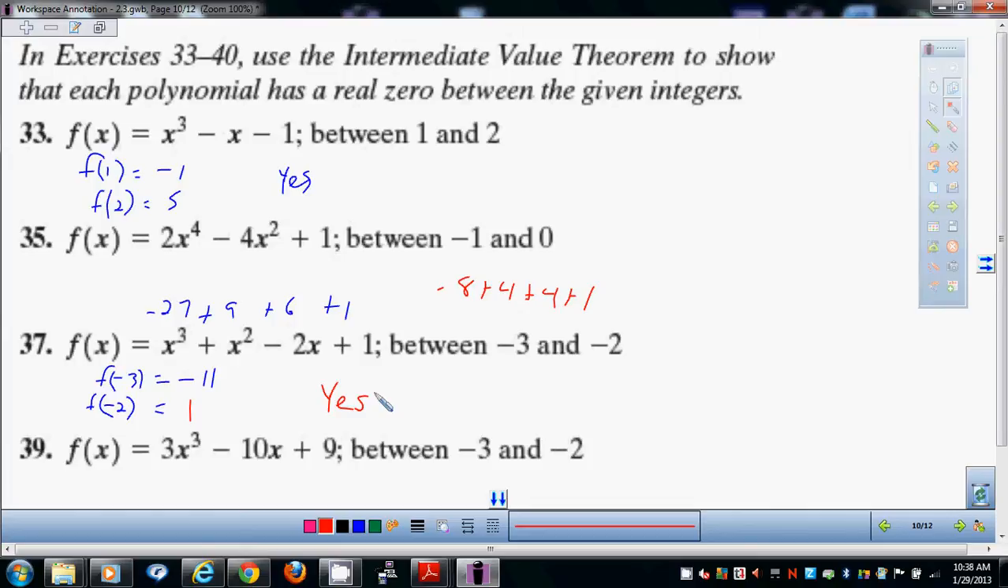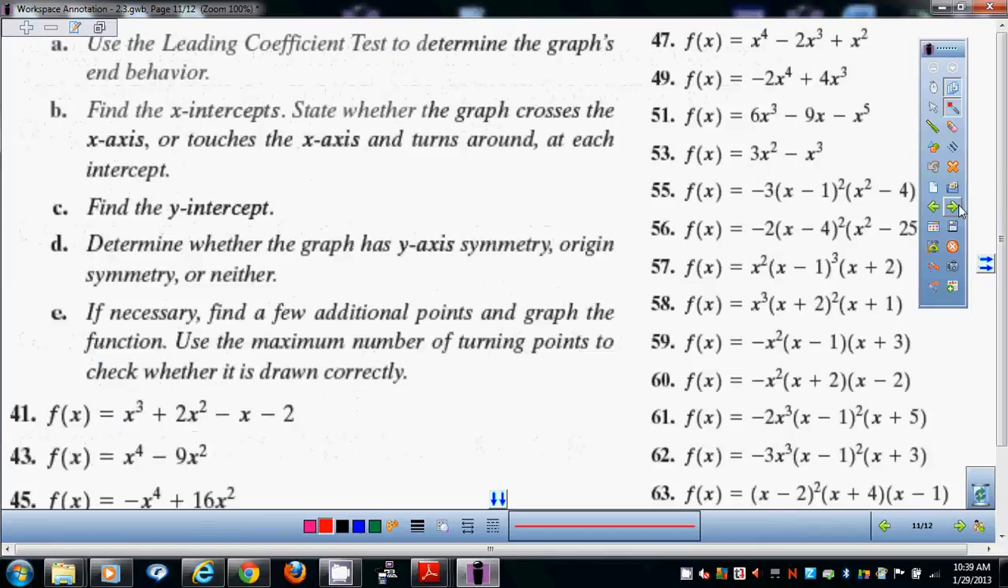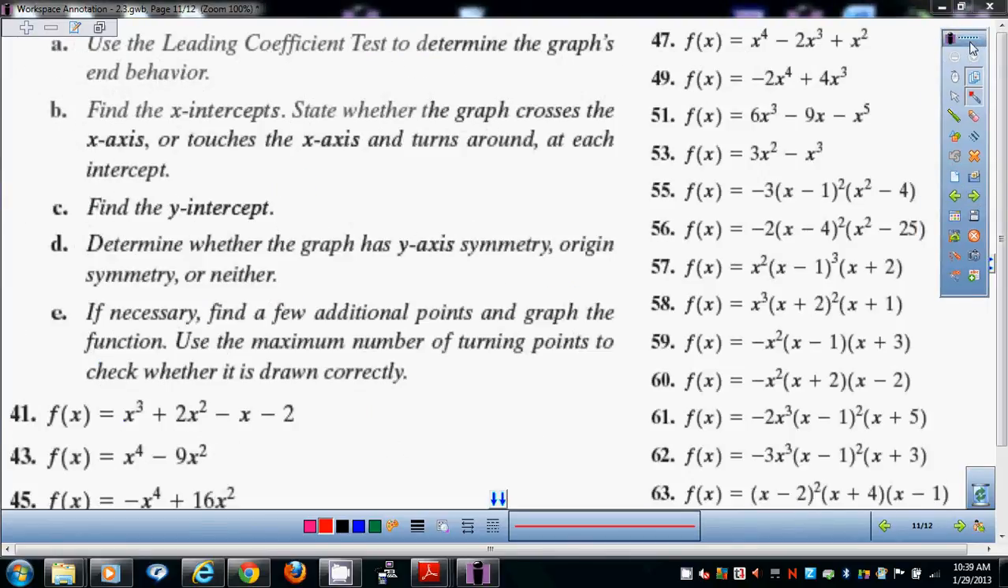Last slide, and don't be overwhelmed. Shebang. You have to do the leading coefficient test to find the behavior. You then have to find the x-intercepts. Then you need to find the y-intercept, which is actually the easiest thing on the page. Determine the symmetry is actually also pretty easy, but I'll show you how to do that in a second. And then E says basically just graph. It says you can plot additional points using an XY chart if you want to. I'm not going to require that. But it's essentially E is graph it.